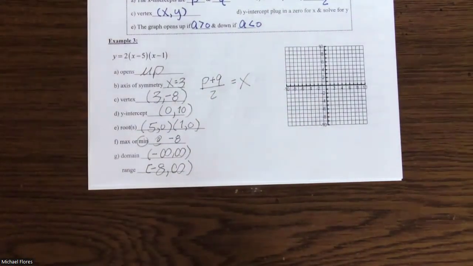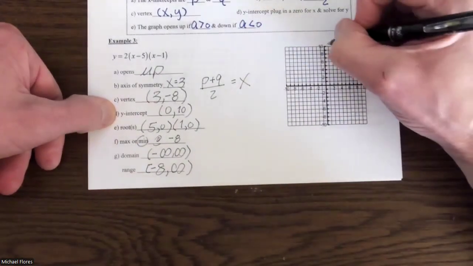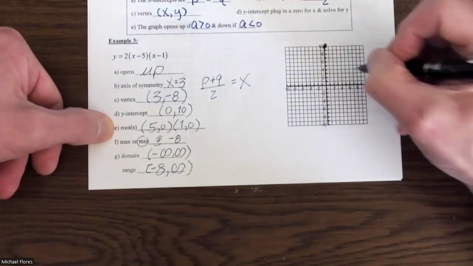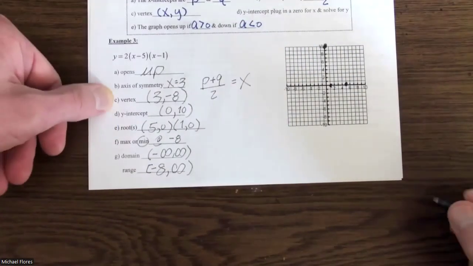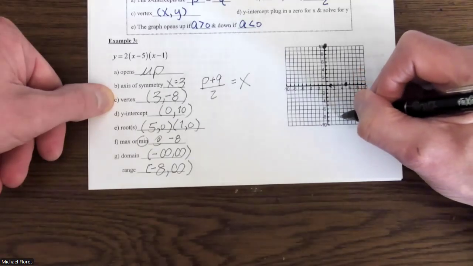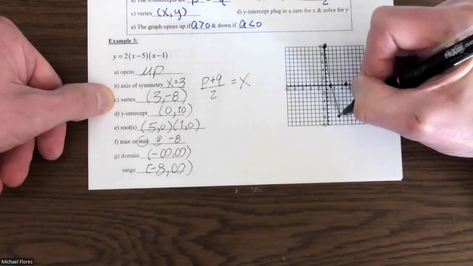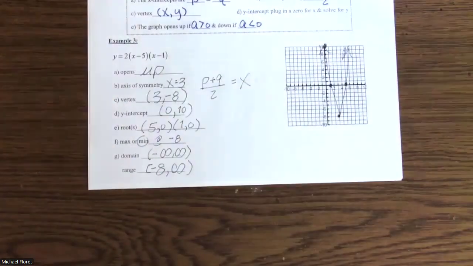And now we can just start graphing all of our critical points here. How about we start with y-intercept, 0, 10. Right there. Our roots, 5, 0, 1, 0. And our vertex, 3, -8. And that's enough of the graph. It's not very good. But there it is.